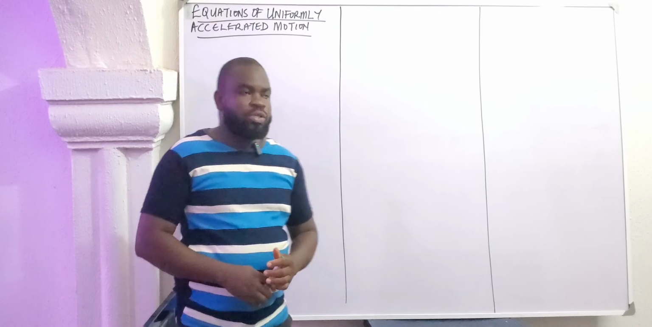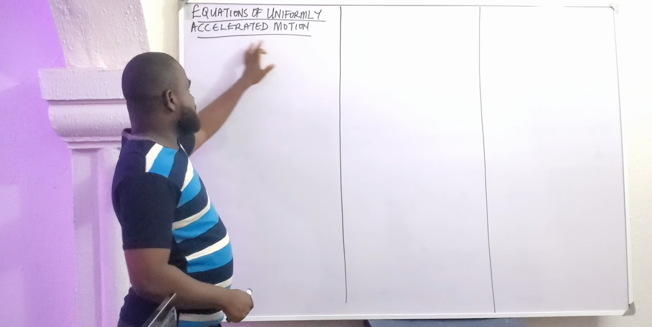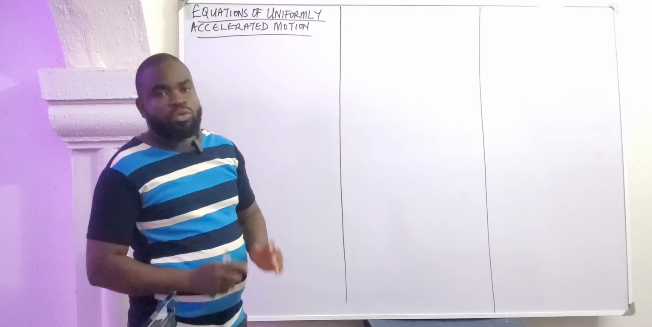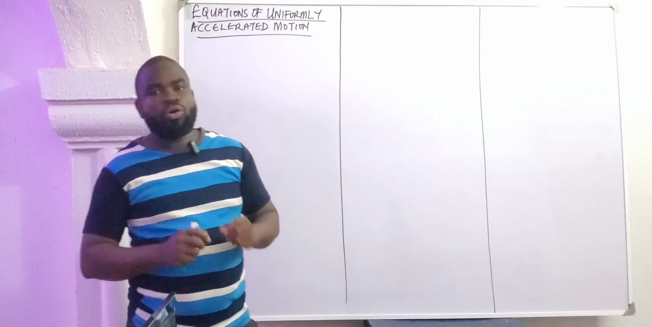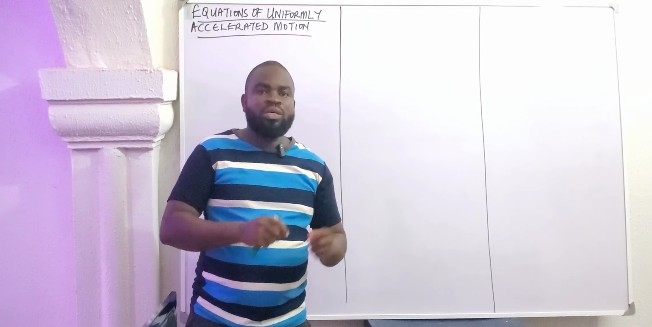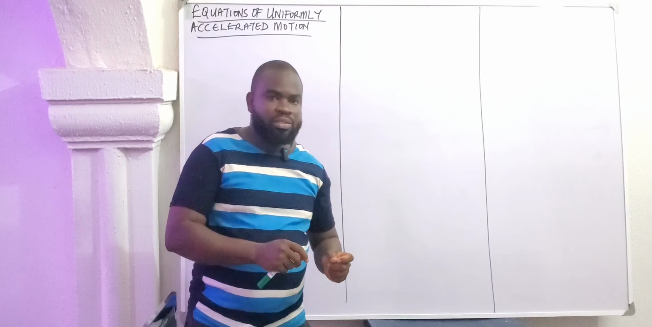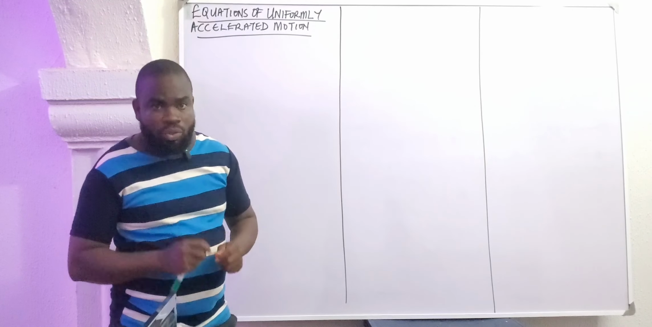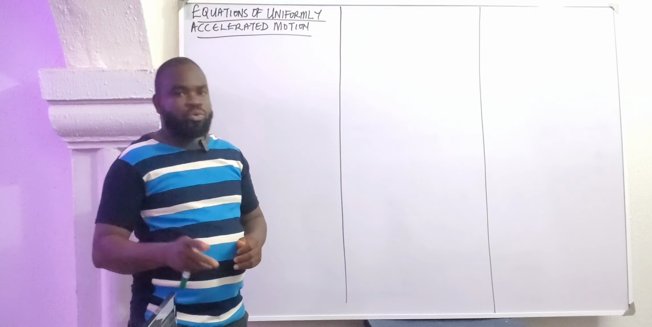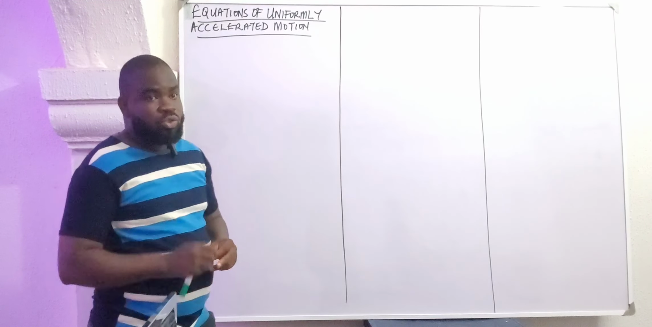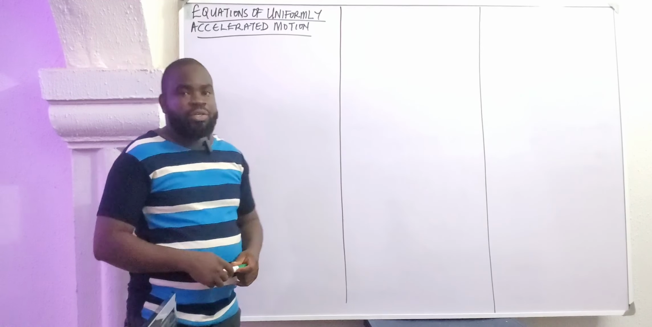In our class of today, we will be considering equations of uniformly accelerated motion. Uniformly accelerated motion is the motion of a body along a straight line, or the motion of a body along a straight path. That kind of motion is also called rectilinear motion, or simply linear motion. So we'll be looking at the equations we use to describe bodies that travel in rectilinear motion.